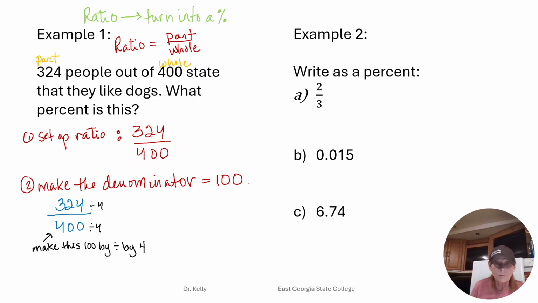And so let's see what that gives us here. 324 divided by 4 is 81, and 400 divided by 4 is 100. Once that denominator is 100, then we can easily write our answer.